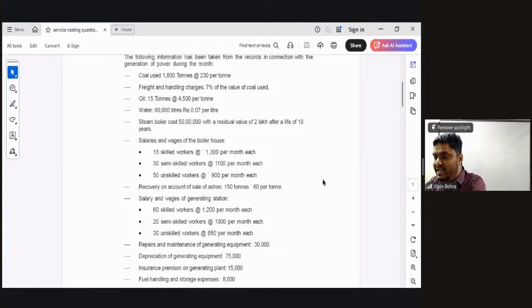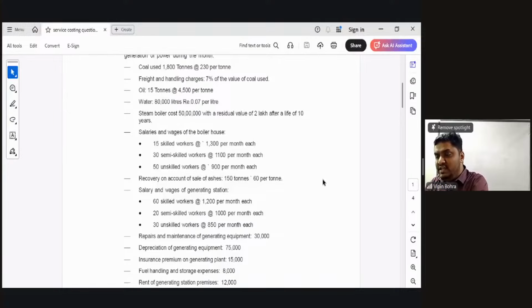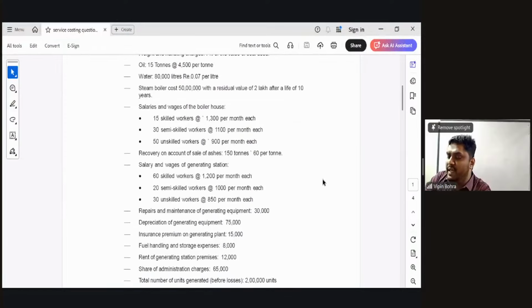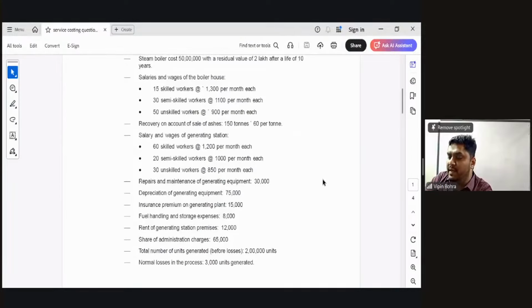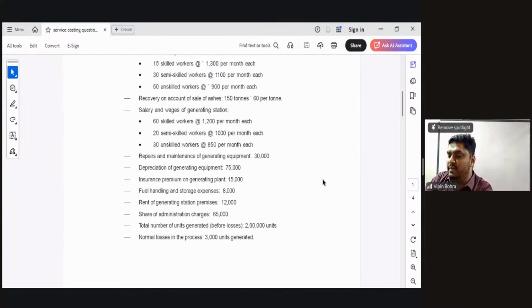Now see, the next part is the generation station, wherein the salaries and wages are given, repairs and maintenance of generating equipment is given, depreciation, insurance premium, fuel handling and storage expenses, rent of generating station premises, share of administration charges. So this is the cost that is given.